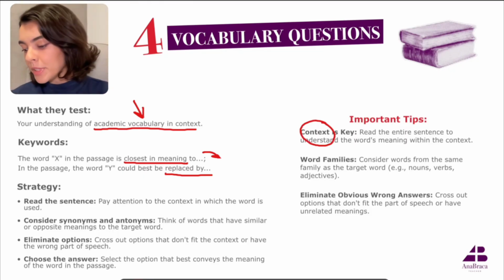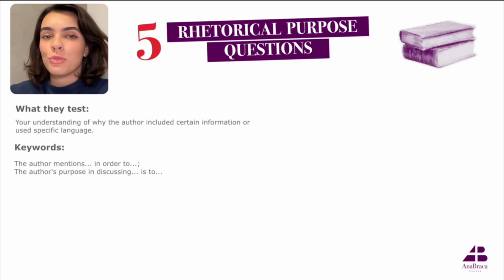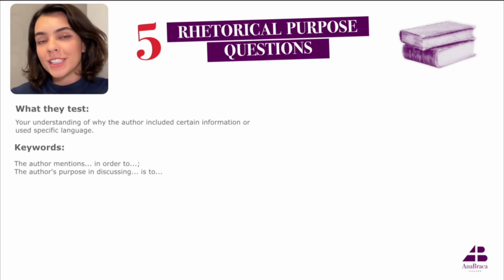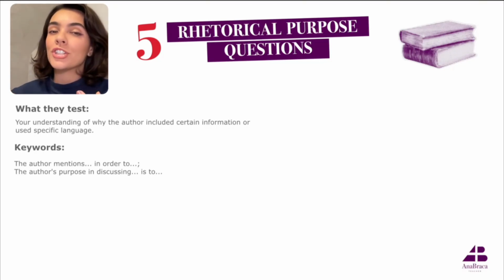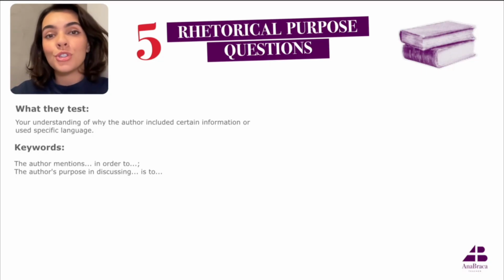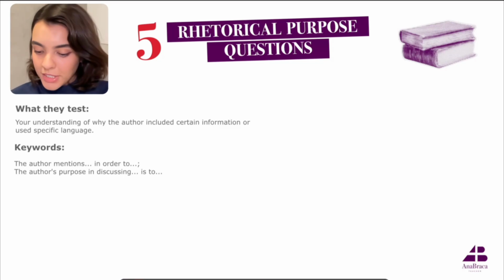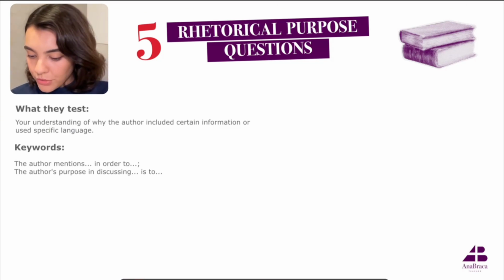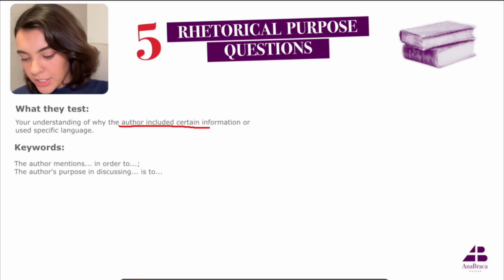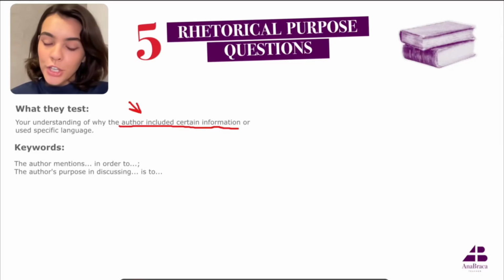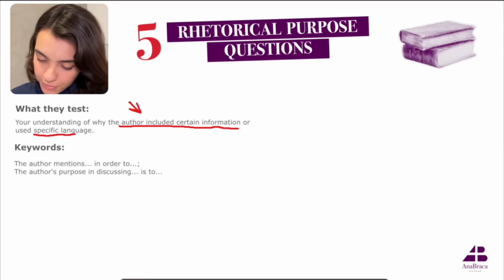And finally, eliminate. The fifth type of question is the rhetorical purpose question. This one is very specific, and I think sometimes a little bit challenging because you have to understand what the author wants to convey, what the author wants to show you in the text. So let's see how it works. What is being tested? Your understanding of the inclusion of certain information by the author in the passage using a specific language.